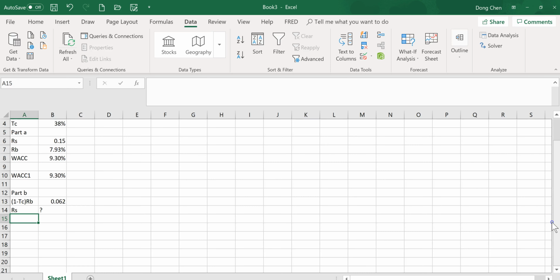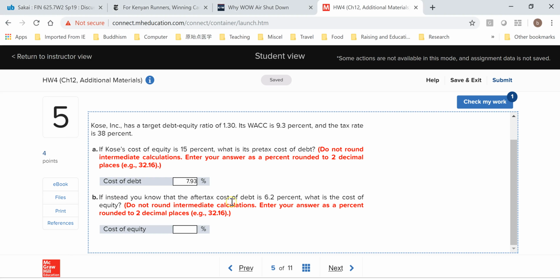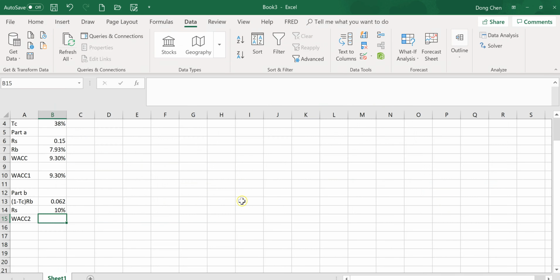So again, the trick to solve this question is the same as the trick to solve part A. We just assume, and let's assume again it's 10%. This magic number, obviously, we know that magic number will not work, but it will eventually work if we use the Goal Seek tool in Excel. So the WACC1, let me call this WACC2, just to be different from WACC1 in part A. So WACC2 is based on this assumption here.